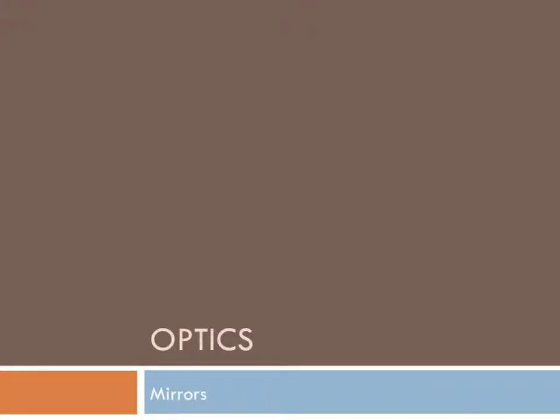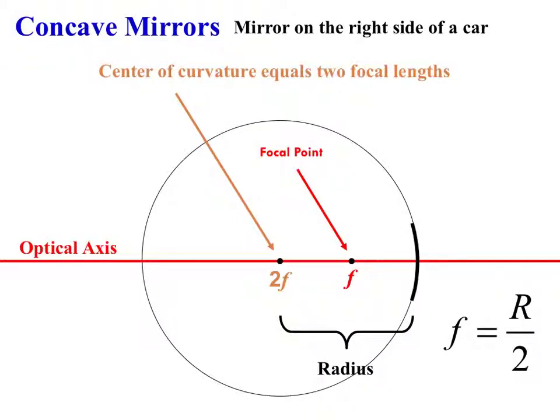This video covers mirrors. Just like in lenses, concave mirrors have a curvature that makes them concave, and then we have convex, which we'll see later. The center of curvature also equals 2 times the focal length, so again, remember this equation. This particular mirror is the type you see on the right side of a car, and we'll see why in a bit.